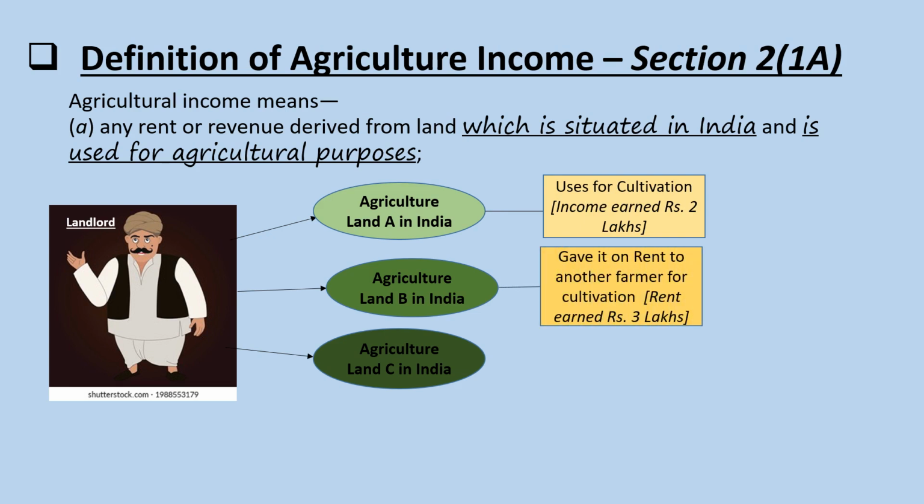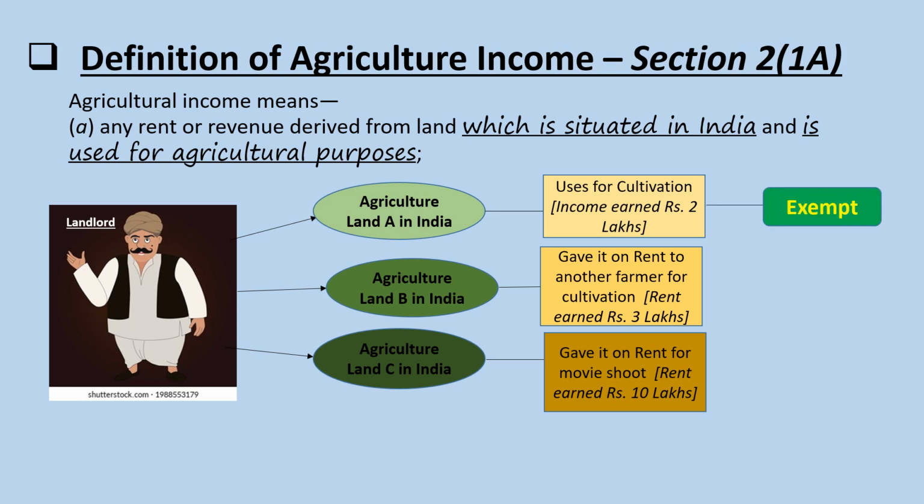Land B he gave on rent to another farmer who uses it for cultivation and he earns a rent of rupees 3 lakhs. Land C he gave on rent for a movie shoot and he earns an income of rupees 10 lakhs.